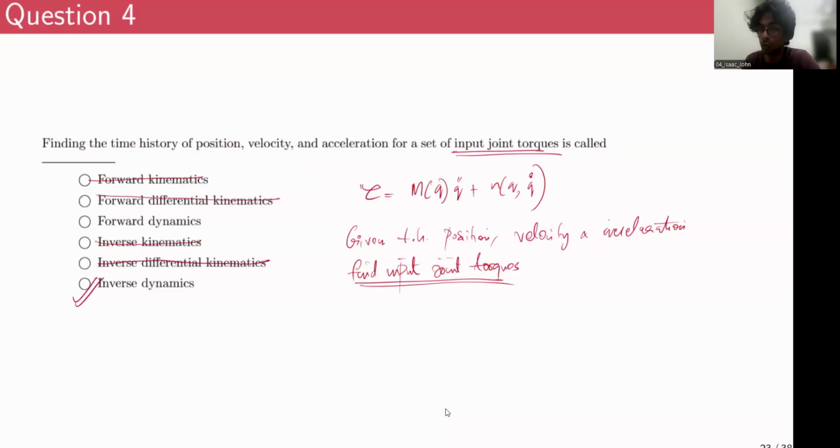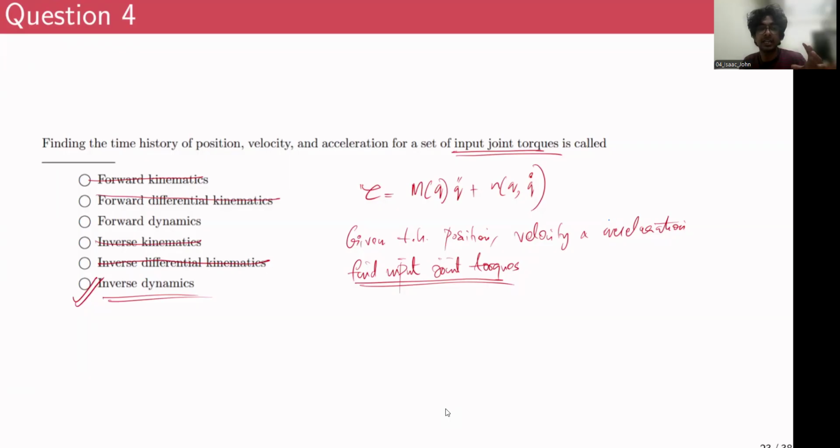That is indeed true. Because this is an act of controlling the robot manipulator. If you know the trajectory in terms of position, velocity, and acceleration, what should be the control inputs of the motor so that the desired trajectory can be realized. That is essentially the definition of inverse dynamics.